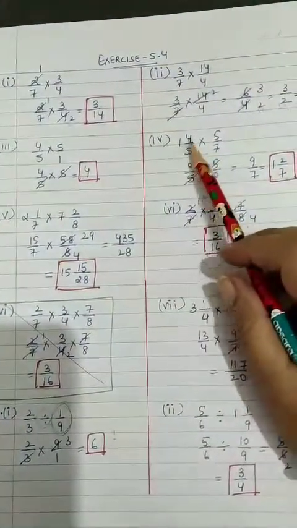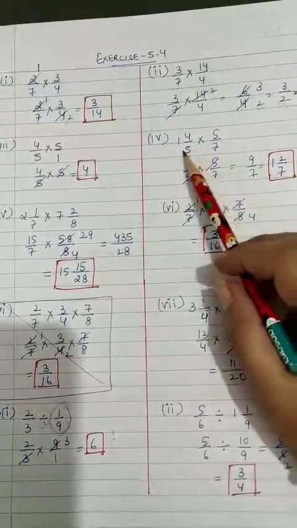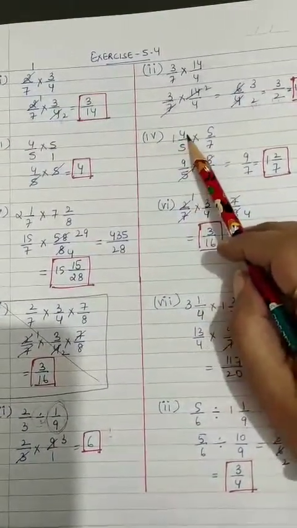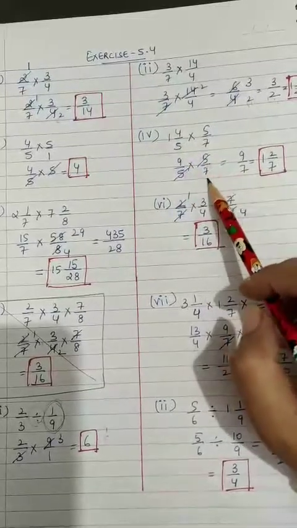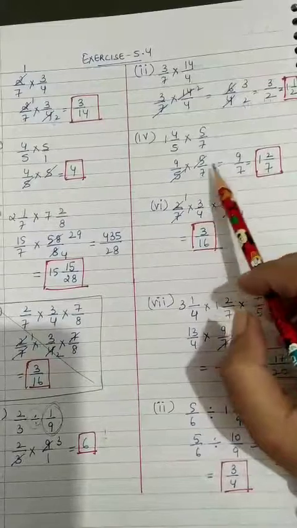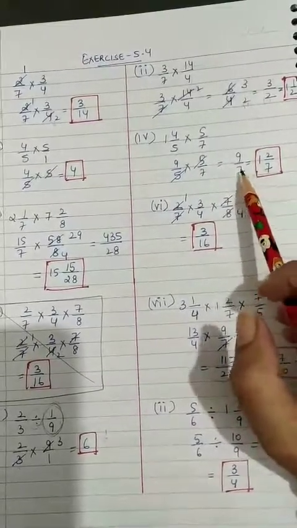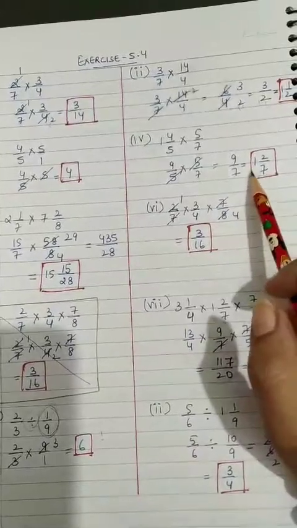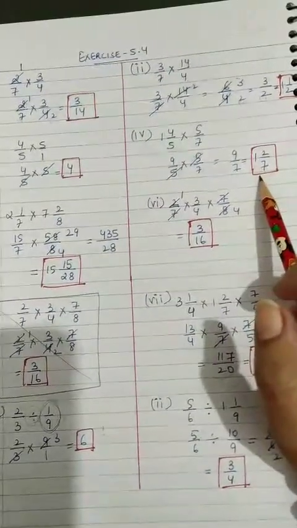Fourth part is 4 by 5 into 5 by 7. Convert the mixed fraction into an improper fraction. 5 ones are 5 plus 4, 9 by 5 into 5 by 7. 5 and 5 will be cancelled. The answer will be 9 by 7, and change this improper fraction into a mixed fraction. So I have changed it to 1 2 by 7.